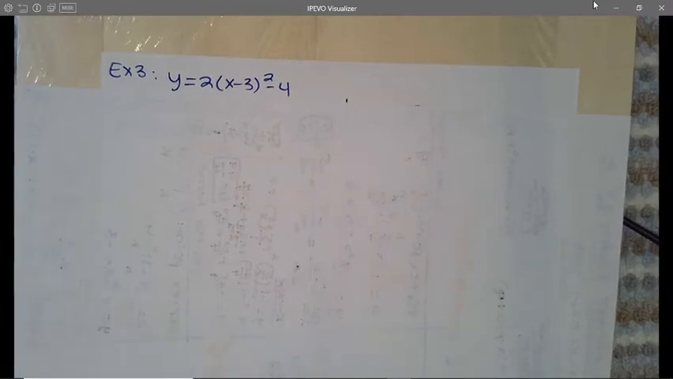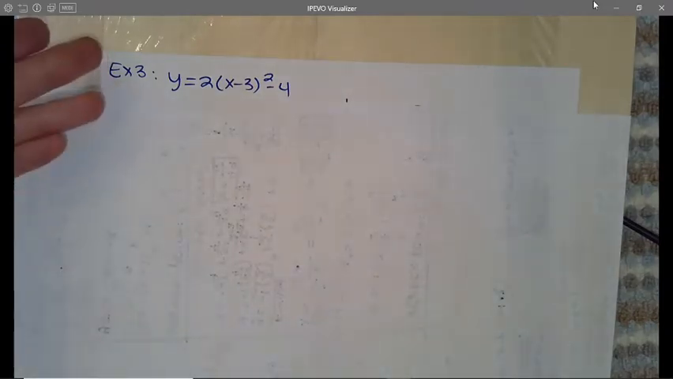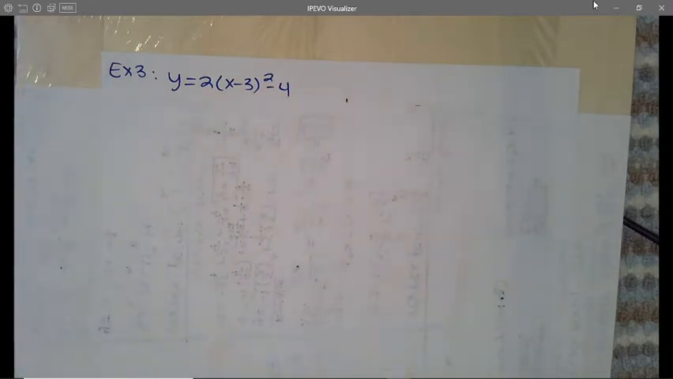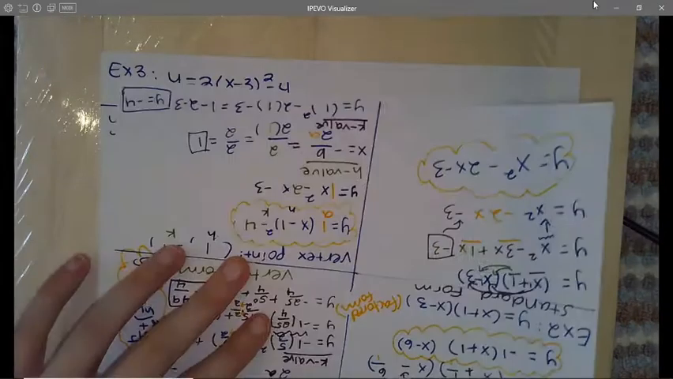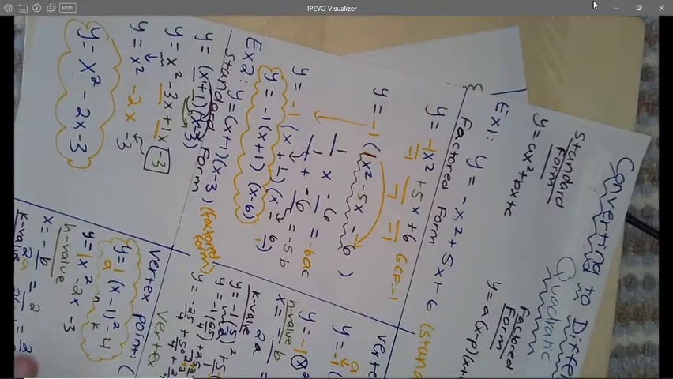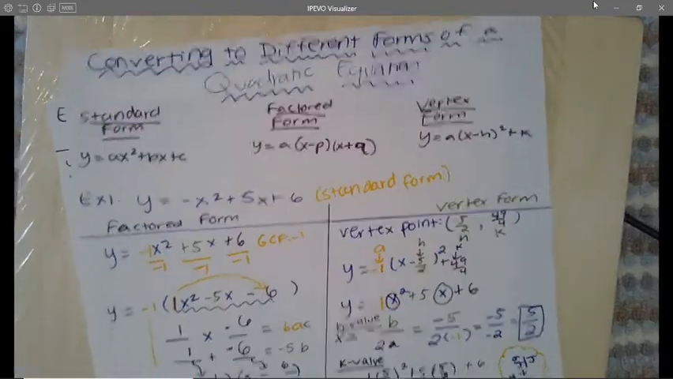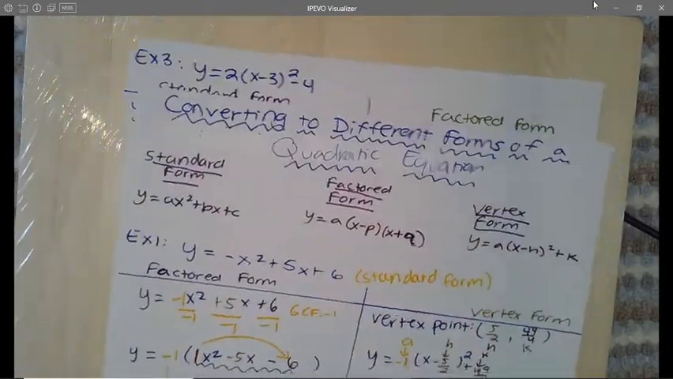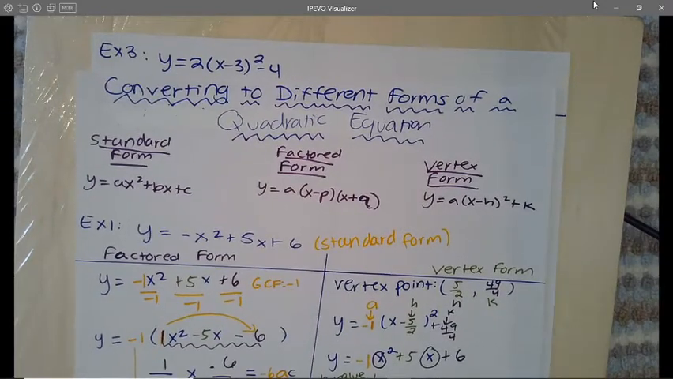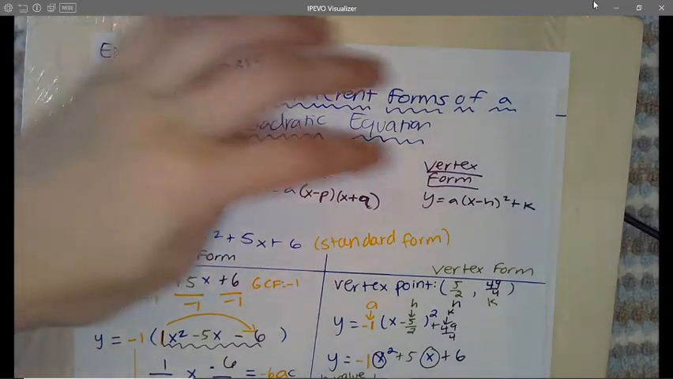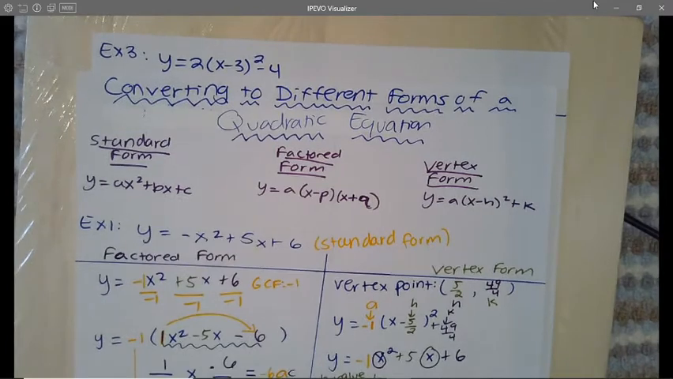Okay, so example 3, again, we're starting with one form of a quadratic equation and converting it to the other two forms. So the first thing I need to know is what form do we have, so I know which forms to convert the equation to. Okay, so if you think back, which the paper I have covering up the answers are on here. If we look here, which form does it appear to be in?